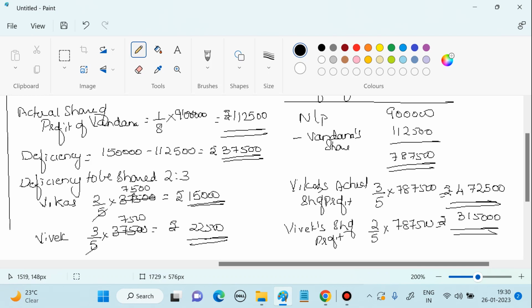So this was the actual profit and this was Vandana's actual share of profit. And they said Vikas and Vivek are going to continue to share the same ratio as before. That is why whatever is leftover profit belongs to Vikas and Vivek. So this is their actual share of profit. From that they will have to give up some portion which will make good the deficiency of Vandana. That's the logic here.